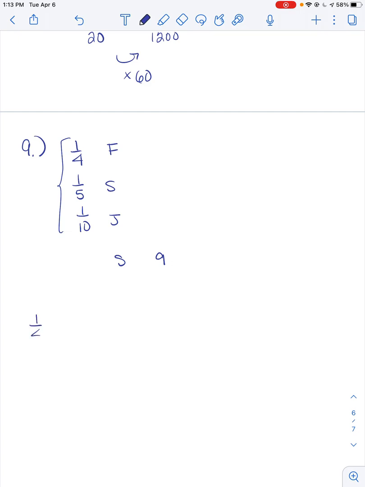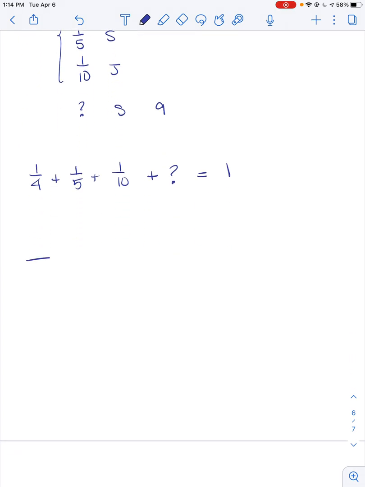So I know that 1/4 plus 1/5 plus 1/10 plus however much this fraction is must give me one complete class. In order to add fractions, I get common denominators, and the common denominator here was 20. This is 2 20s, 4 20s, and 5 20s, and then some unknown amount of 20ths. When I add these up, I get 11 out of 20 plus some unknown amount out of 20, and that must equal 1, which is 20 over 20.